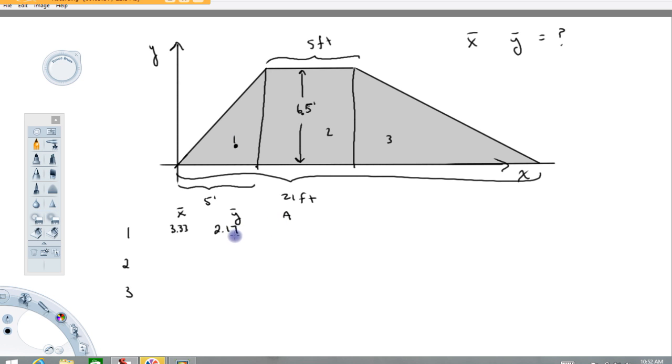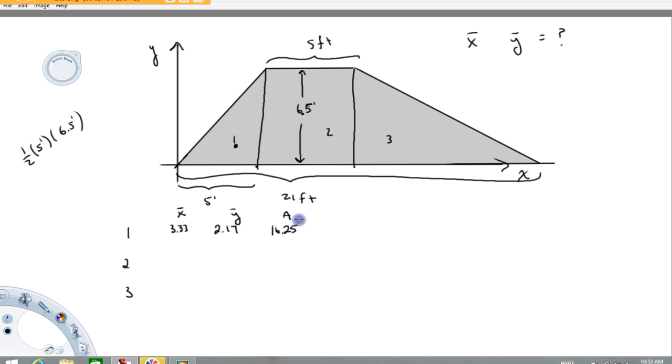The area for chunk 1, this is a triangle, so it's 1/2 base times height. I'm doing this off to the side and just putting the results right here. And I get 16.25 square feet. These are going to be in feet, and these are going to be in square feet, so I don't have to keep writing the units. All right, now let's deal with chunk 2.